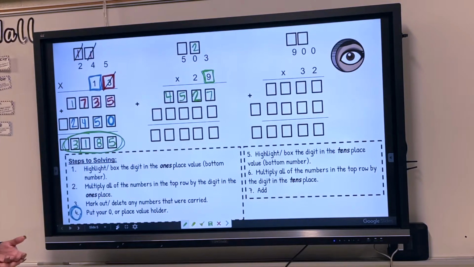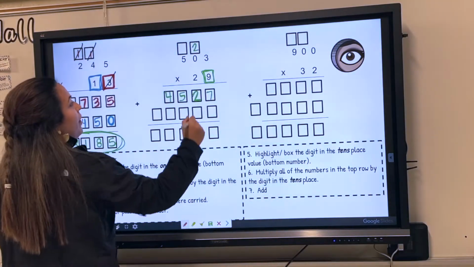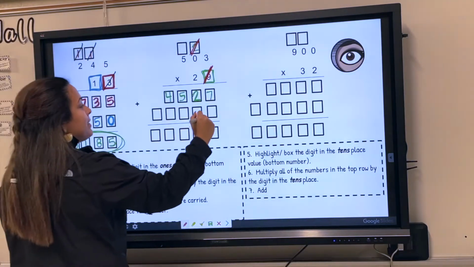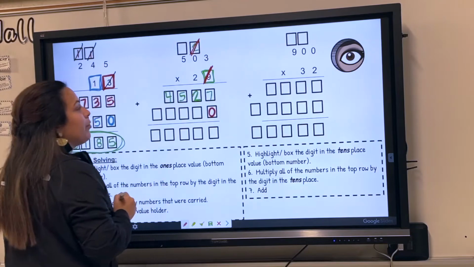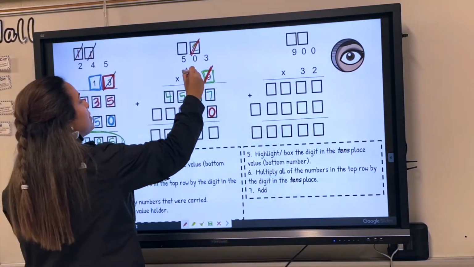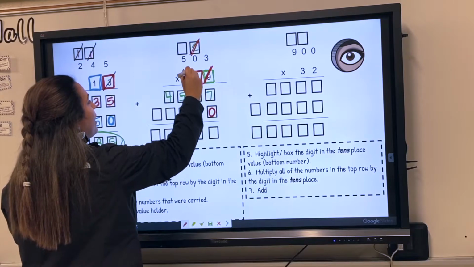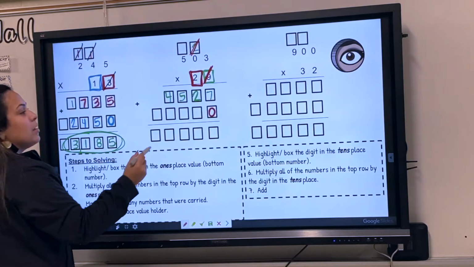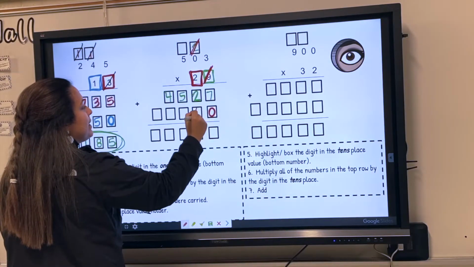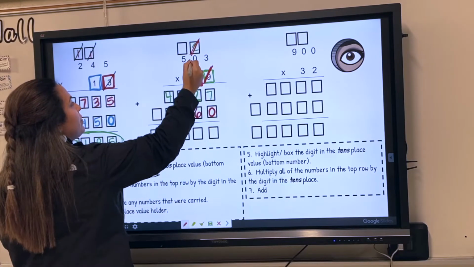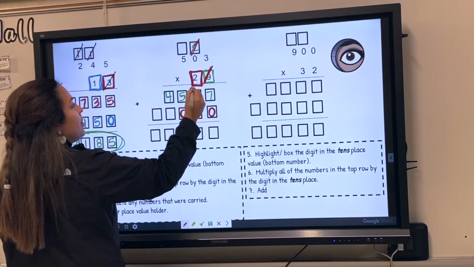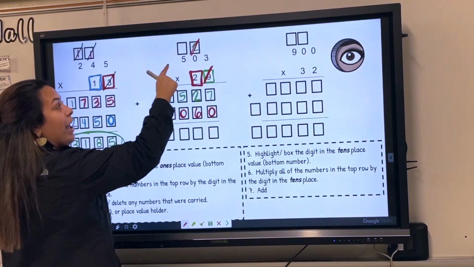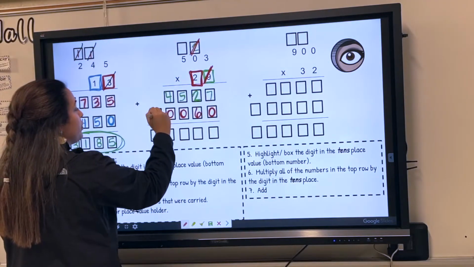I'm done multiplying by 9, so now I'm going to mark out the numbers I don't need anymore. Add my 0 to that second row. Box that 2, and then now I can multiply by the 2 in the tens place. 2 times 3 is 6. 2 times 0 is 0. 2 times 5 is 10. I'll put the 0 here. I don't have another number, so I don't have to carry the 1, so I'll just put it right down here.